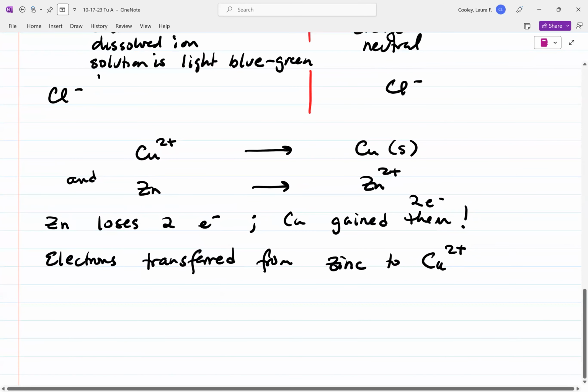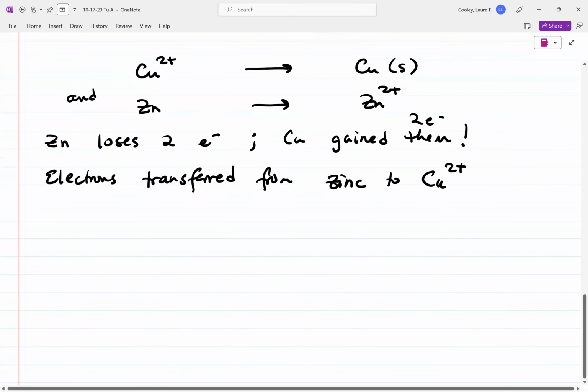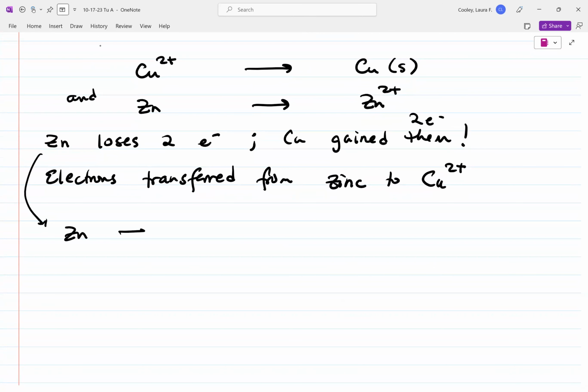So in fact, I can write those 2 things out a little more completely. I can write, zinc loses 2 electrons, so zinc goes to zinc 2+ plus 2 electrons. So it lost those 2 electrons, and there they are. And then copper gained those electrons.